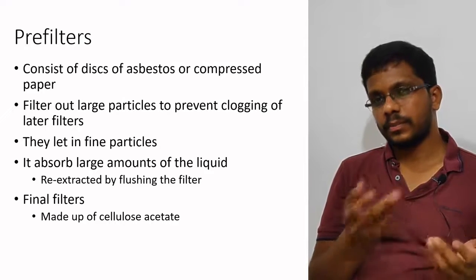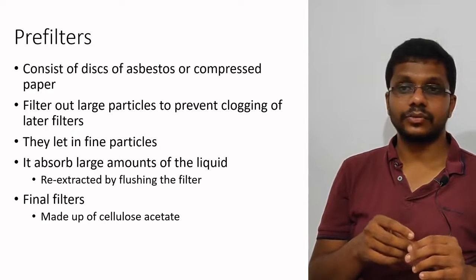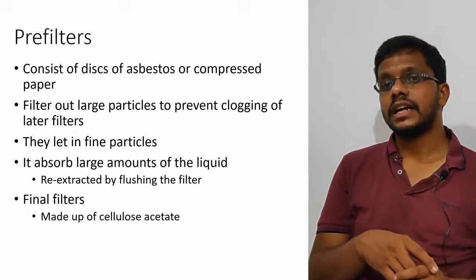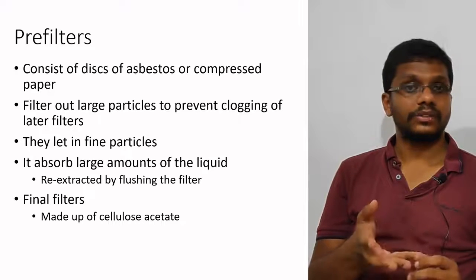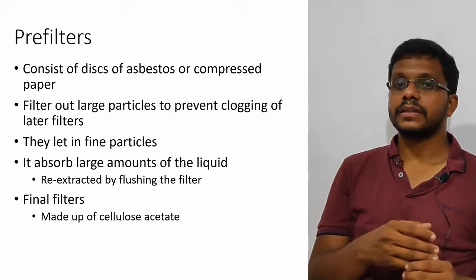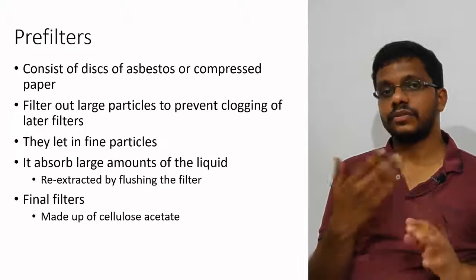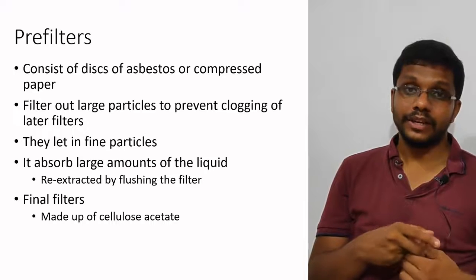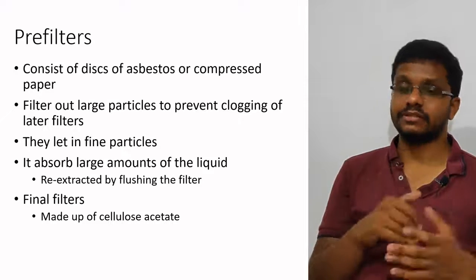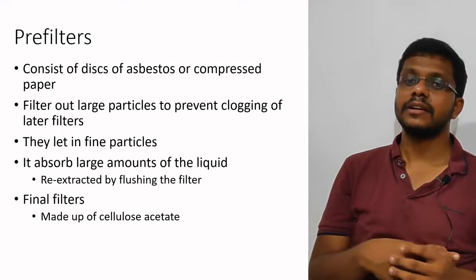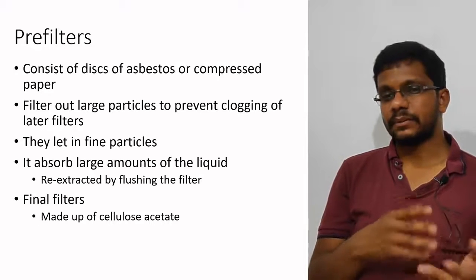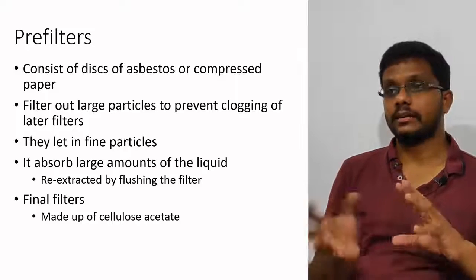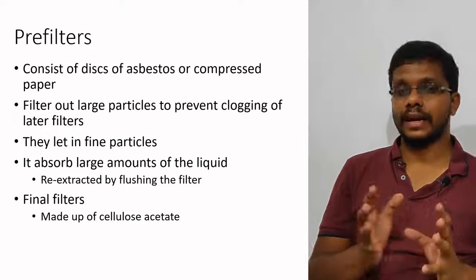In most cases, the pre-filter consists of a disc of asbestos or compressed paper. Okay, it filters out large particles to prevent clogging of the main filter. They let in the fine particles. The filtration of the fine particles is done by the main filter. It actually absorbs a large amount of liquid, which needs to be re-extracted by flushing the filter paper at regular intervals. And final filters are made up of cellulose acetate or something else. So pre-filters are essential to protect our main filters from clogging and damage.